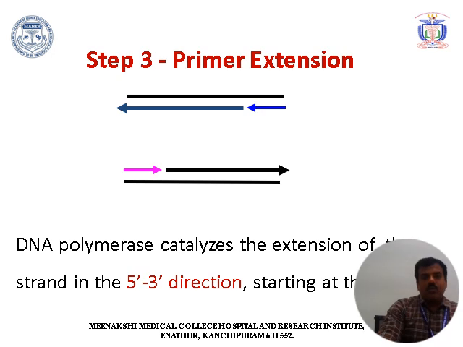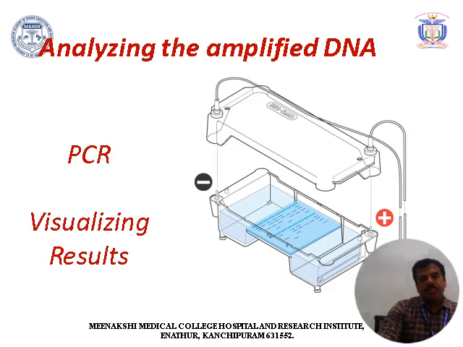Now in the third step, the primer extension will take place, in this manner, where the small blue arrow is getting extended into a large blue arrow, you can see. The new strand will be synthesized in the 5' to 3' direction. After completion of this process, in the same manner, these 3 steps, denaturation, renaturation and extension, will be continued as cycles, and at the end we will be having a large number of DNA strands of our interest.